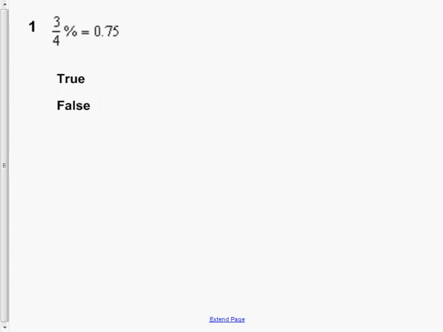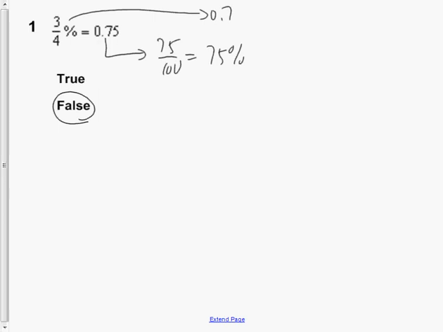The first one says 3/4% is the same thing as 0.75. The answer is false. And the reason why is 0.75 is really 75%. And this one is really 0.75%. This one is less than 1%. This one is 75%. Clearly, they are different percentages.